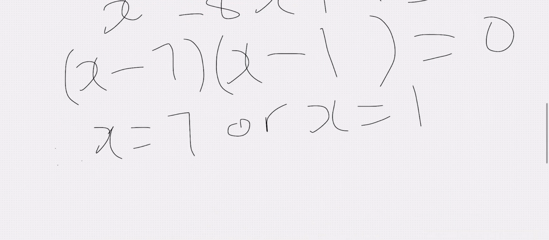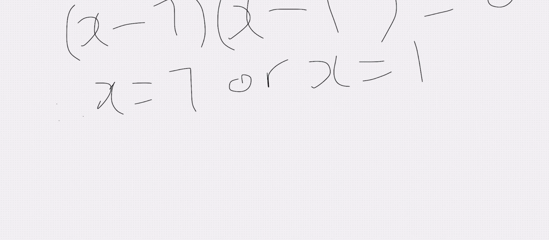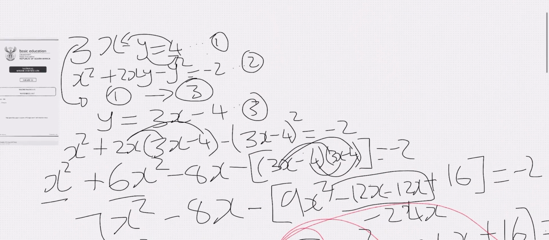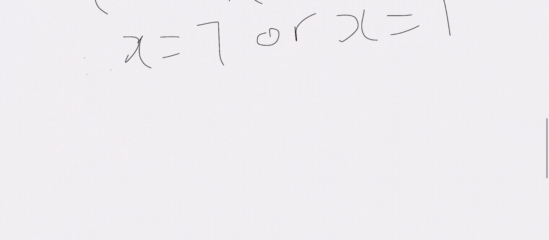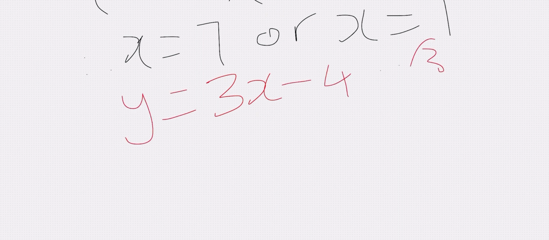Let's solve for y. How can we solve for y? We know our equation 3. Let's go back, let's go up. So you can substitute your x values here in equation 3. Let's just take equation 3 down. So equation 3 is 3x minus 4. Let's write it here in red. 3x minus 4, that's your equation 3, né? So substitute x values.